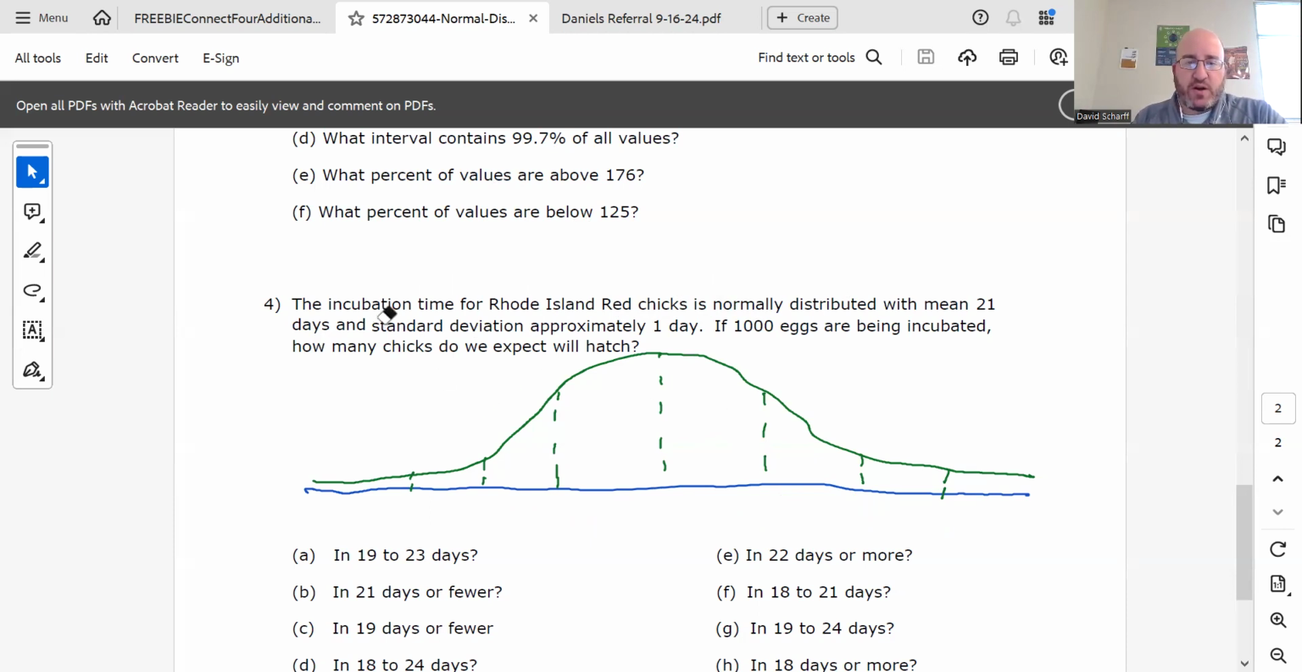All right, number 4. The incubation time for Rhode Island red chicks is normally distributed with a mean of 21 days and a standard deviation of approximately 1 day. If 1,000 eggs are being incubated, how many chicks do we expect will hatch? So first, the total mean is 21. Standard deviation is 1 day. 22, 23, 24. Shouldn't even need to calculate for this one. 20, 19, 18. Okay. We are still doing the same thing.